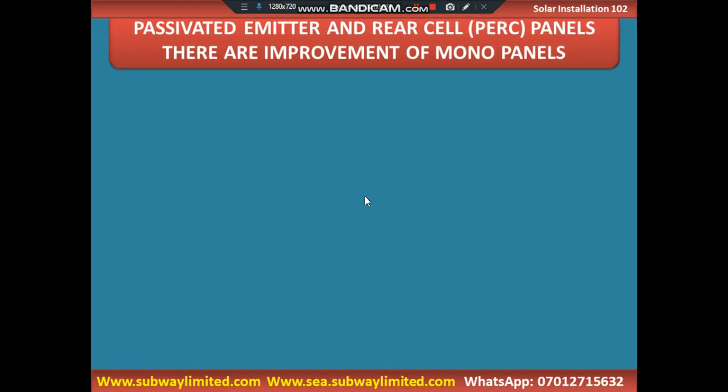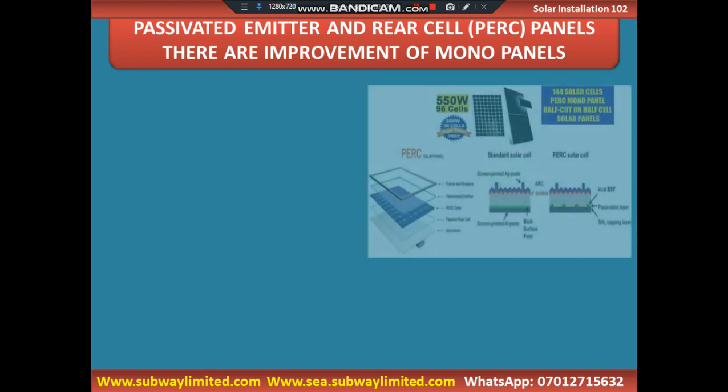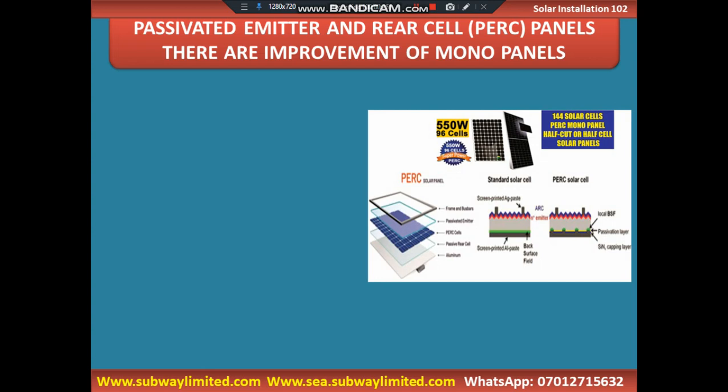Welcome to this module. In this module, we are going to consider the PERC panels, the passivated emitter and rear solar panels. There are basically the half-cut or half-cell solar panels. They are improvements of the conventional monocrystalline solar panels, only that their efficiency is higher than that of the conventional monocrystalline solar panels because of the passivated layer that you see here.